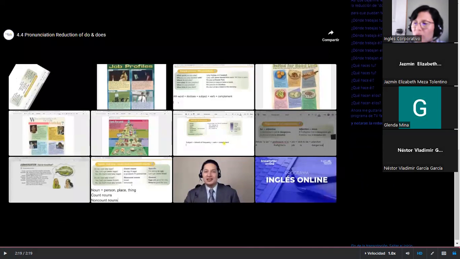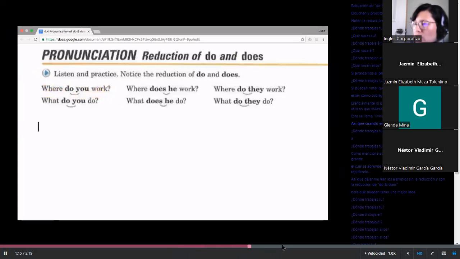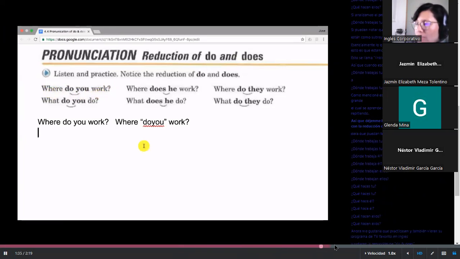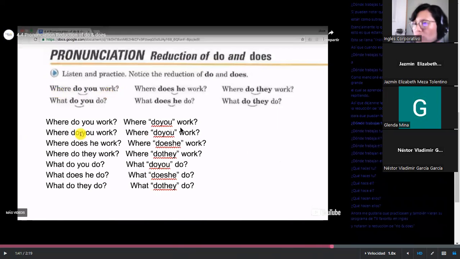Okay, so if you see what he was trying to explain here. If we analyze the first example. Voy a quitarle sonido al video. If we pay attention to the way he explained it here, cuando nosotros decimos reduction, guys, estamos hablando prácticamente de esto. Look, hay una reducción, quiere decir de que unimos dos sonidos, ¿verdad? For example here, where do you work? Where do you work? So these two sounds are put together.